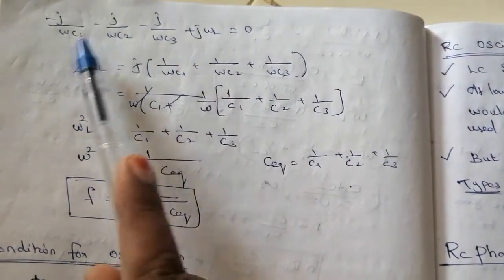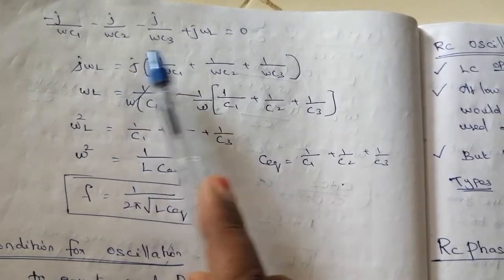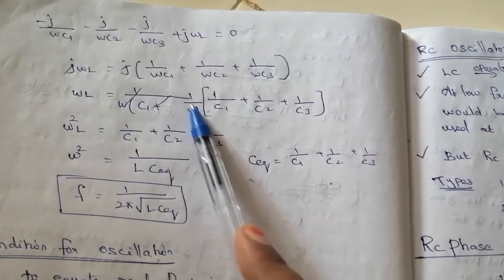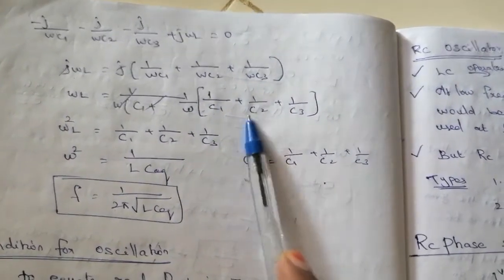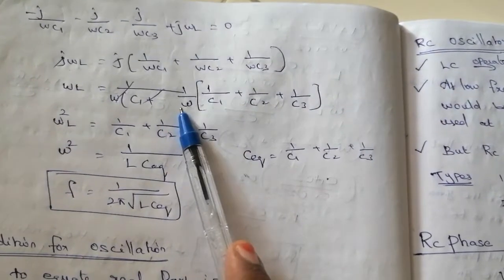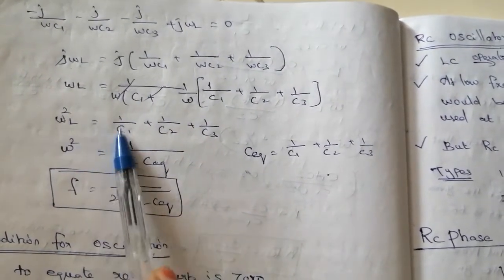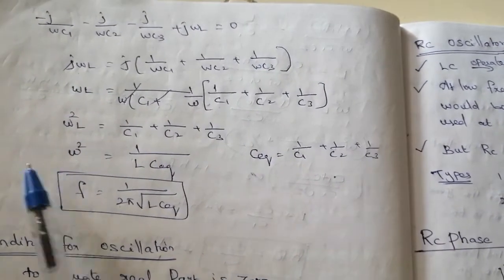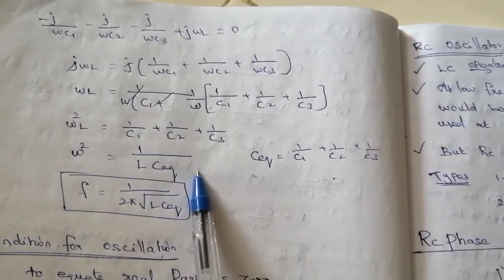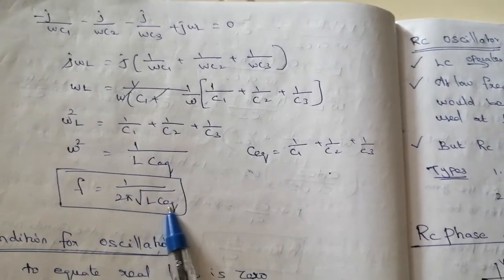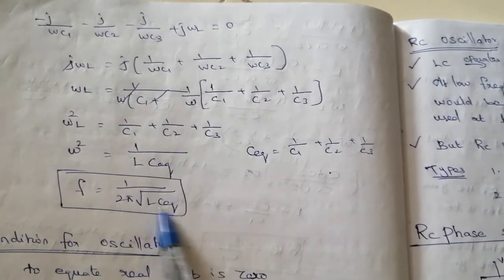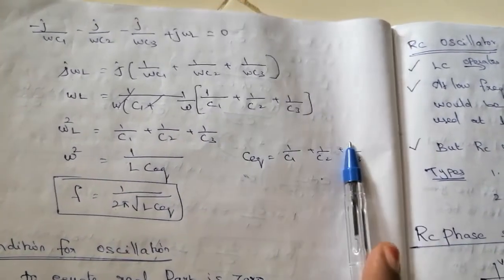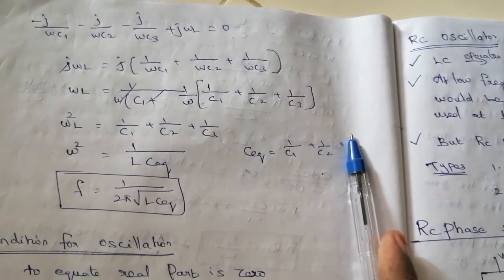Here j omega L equals, the minus comes to this side so it becomes plus, and j is common, 1 by omega C1, 1 by omega C2, 1 by omega C3. Omega L equals 1 by omega common, so 1 by C1 plus 1 by C2 plus 1 by C3. Now multiply by omega here, so omega square L equals 1 by C1 plus 1 by C2 plus 1 by C3. So C equivalent is nothing but these three. So omega square equals 1 by L into C equivalent, so f is equal to 1 by 2 pi root of L C equivalent. The only difference is that C equivalent is 1 by C1 plus 1 by C2 plus 1 by C3, whereas in Colpitts C equivalent is only 1 by C1 plus 1 by C2.